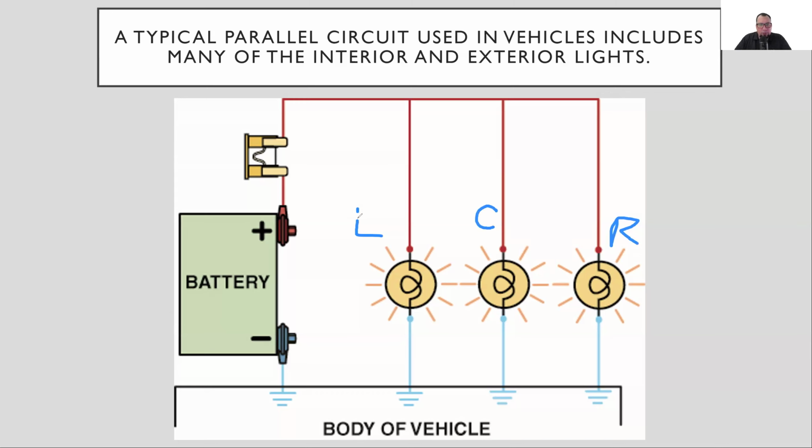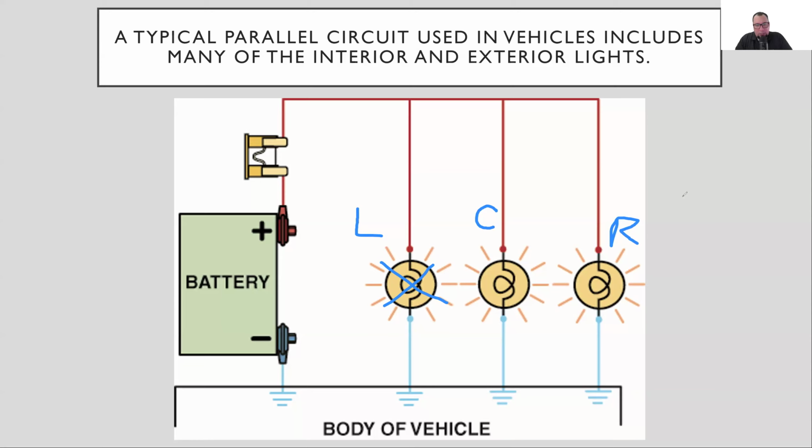Let's say that the bulb on the left side burned out. If the bulb burns out on the left side, does that mean that the other two are going to burn out? If anyone's ever had a brake light bulb or even a headlight bulb burn out, you'll notice that the other bulbs don't burn out. There's nothing that happens to those other bulbs. That's normal. That's how cars are designed.